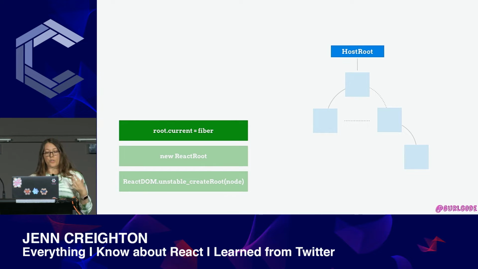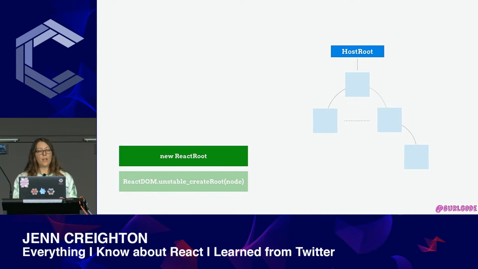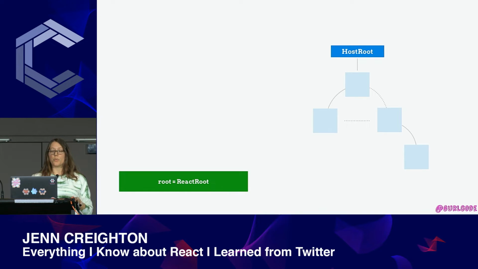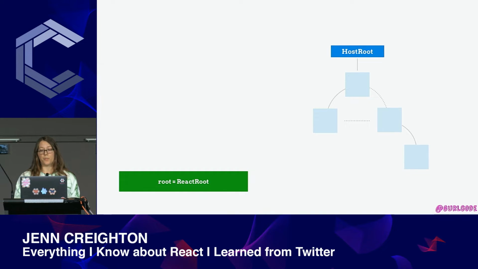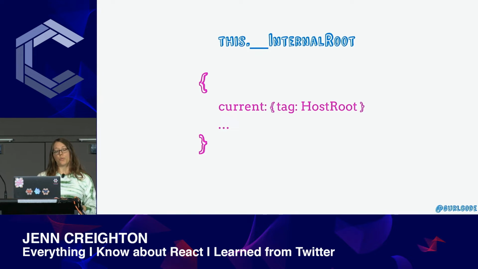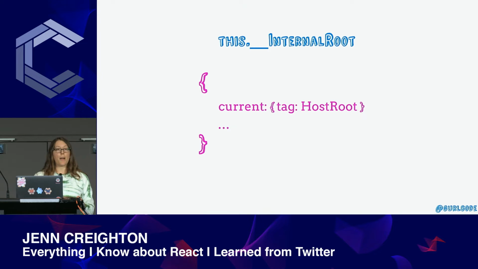The host root fiber is returned to create fiber root, which then creates a root object and assigns the host root fiber to its current key. The root is returned to React root's constructor, where it's assigned to the internal root key. And now our React root is returned and assigned to the root variable. So that's everything that just happened in this one line right here. So now we have an internal root saved on the React root class, and its current key points to the host root fiber. So before we even start rendering our application, we actually have a fiber in place, but it's the host root fiber.